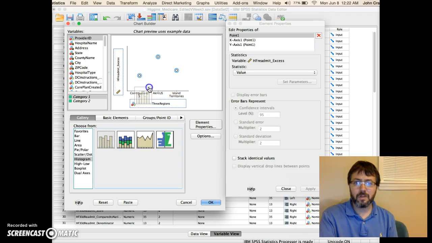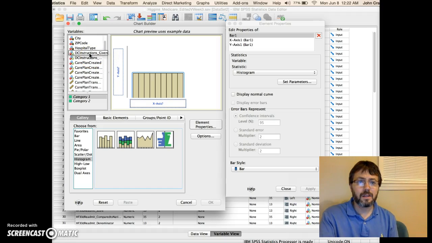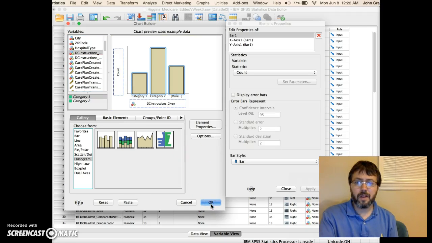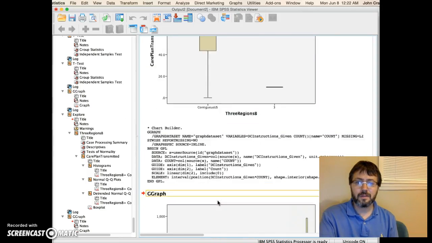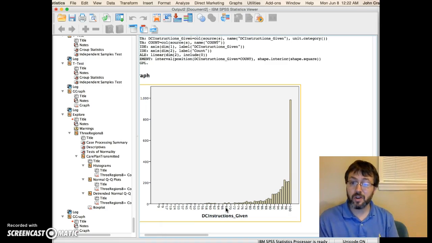We'll go to the gallery and select histogram. We'll pick the first default one on the far left side. We'll scroll down to our variable, discharge instructions given, and let's see what that graph shows us. Here we have discharge instructions given. It ranges from 0 on the far left to 100 on the far right. So this is a proportion, a percentage: at this hospital, how many patients have received discharge instructions for their disorder.